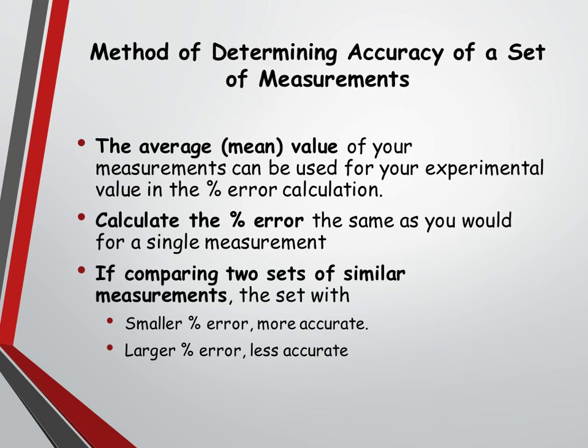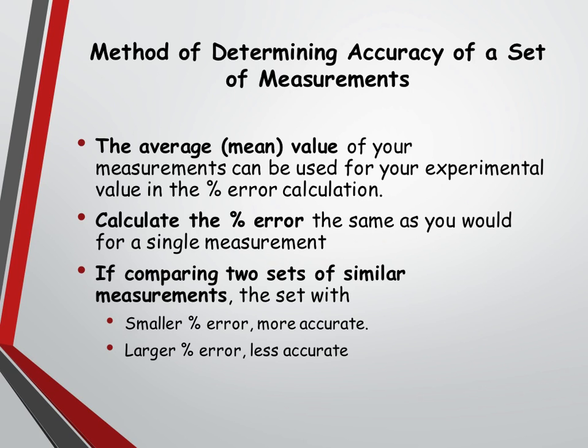So what we're going to look at is the average mean value of all the measurements, and we're going to use that value as our experimental value when we do our percent error calculation. This is a more true representation, the average mean, of what's coming out of your process. Everything else is the same. We calculate the percent error as you would a single measurement, using the accepted value or the true value.